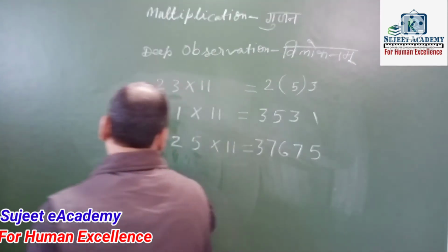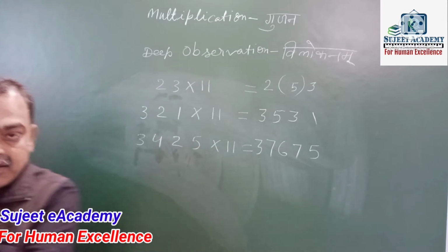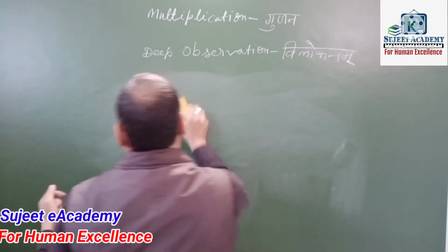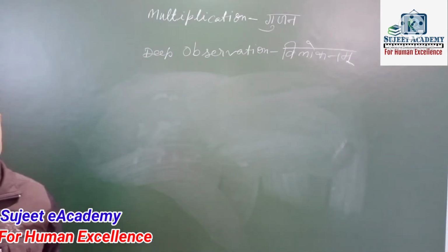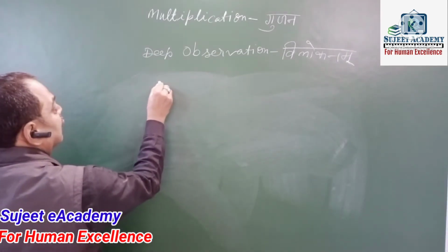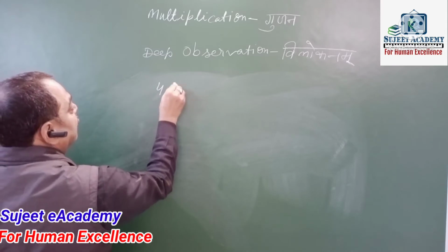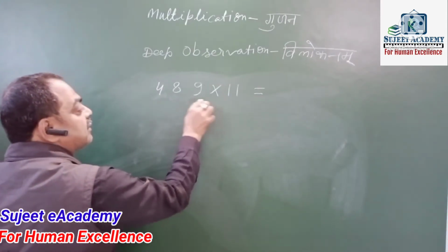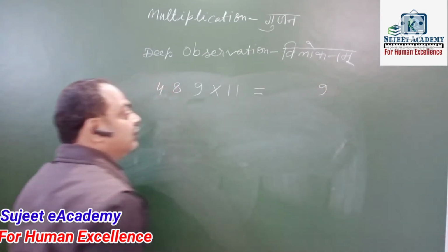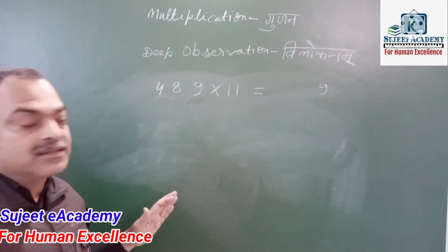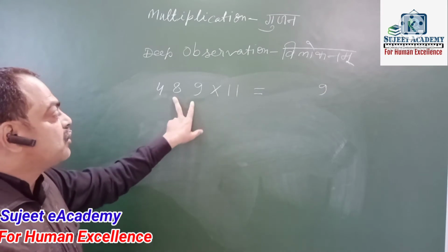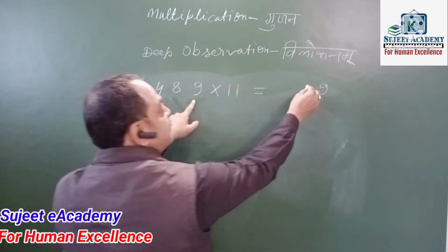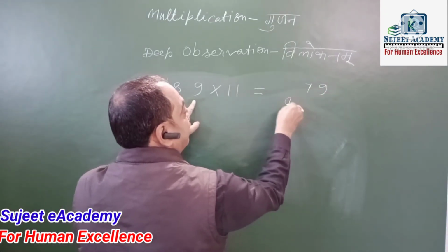And one more example, when we put carry of numbers when the sum is 2 digits or more. 489 multiplied by 11. You put the unit place value 9 here without any hesitation. After that you sum these two numbers. You find 8 plus 9 is 17. Just put 7 here and carry 1.